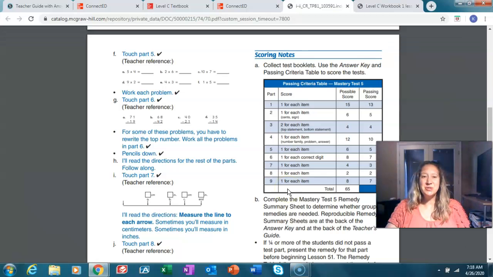Okay, now that you are finished with part 4, go ahead and touch part 5 on your worksheet. You can see that you have some multiplication equations. Go ahead and pause this video and work those equations. And now that you're finished with part 5, touch part 6 in your test book. For some of these problems, you will have to rewrite the top number. Pause this and work all the problems in part 6.